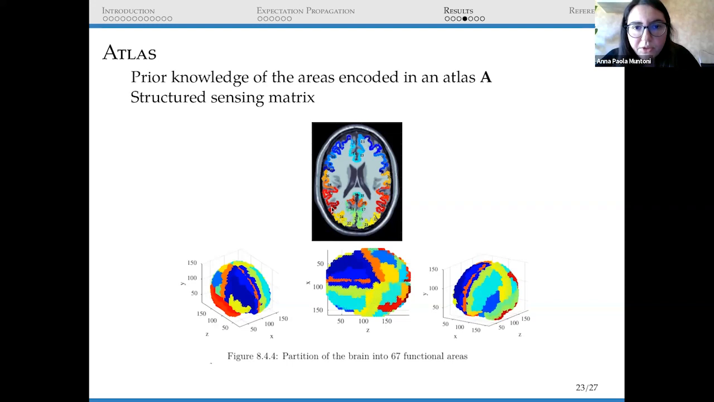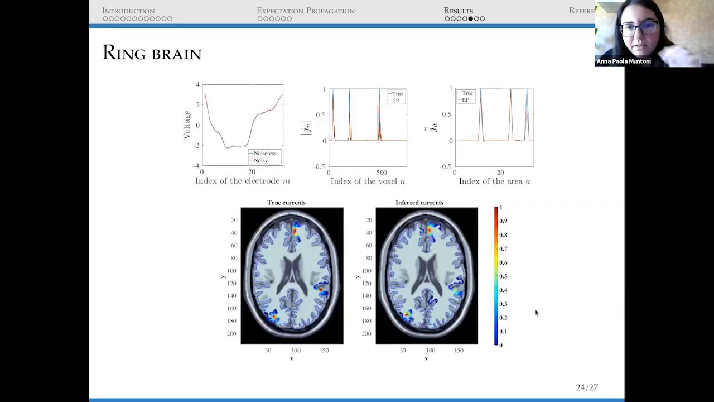So this is the so-called ring brain, a two-dimensional version of the brain. Instead, this one is the plot of the areas in the three-dimensional brain. And these give you some results. So we synthetically performed a simulation where we activated, for instance, these three regions. We collected some voltages here synthetically, and this is the reconstruction. The true signal is the blue one, instead the red one is the one achieved by expectation propagation, and this is the plot of the inferred currents.